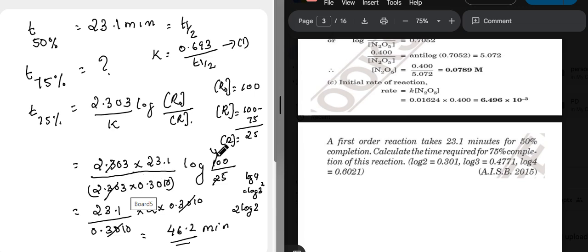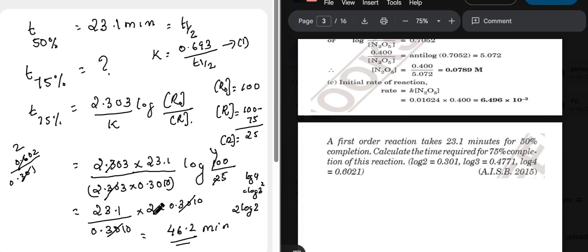And this log 4 also, log 4 directly you can take 0.6020. That is double of 0.3010. That way also you can cancel. See, 0.6020, if you are directly substituting 0.301, you can cancel like this. Okay, so this 2 will come again. So the time taken for 75% completion is 46.2 minutes.